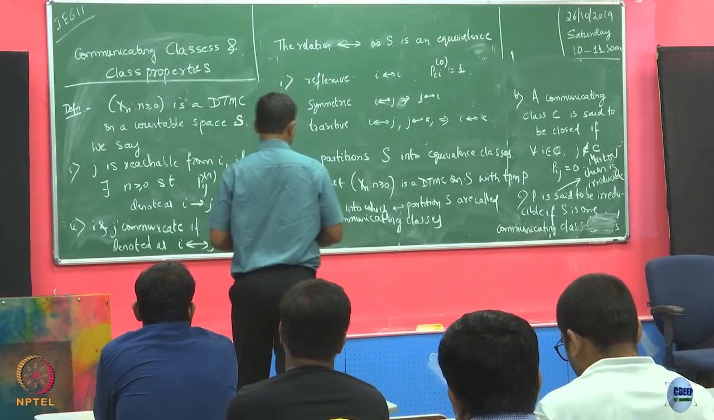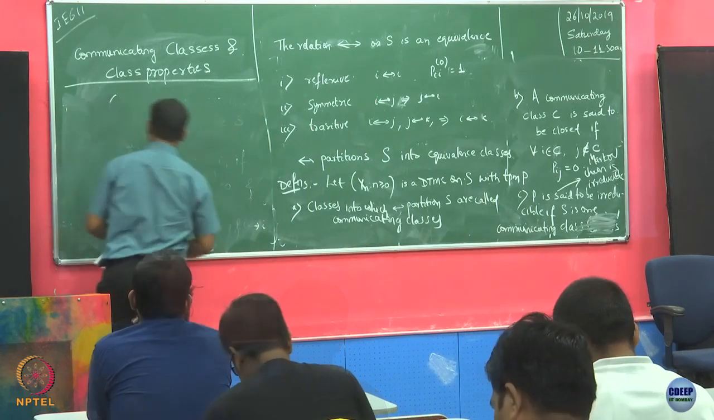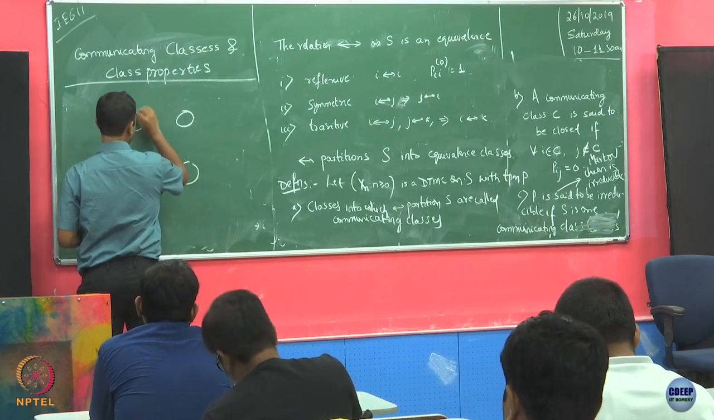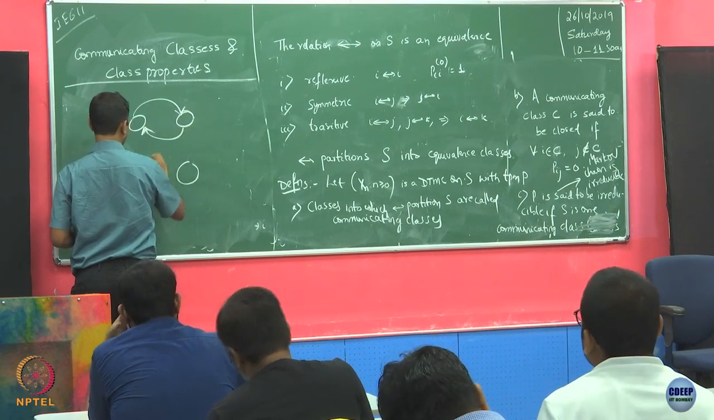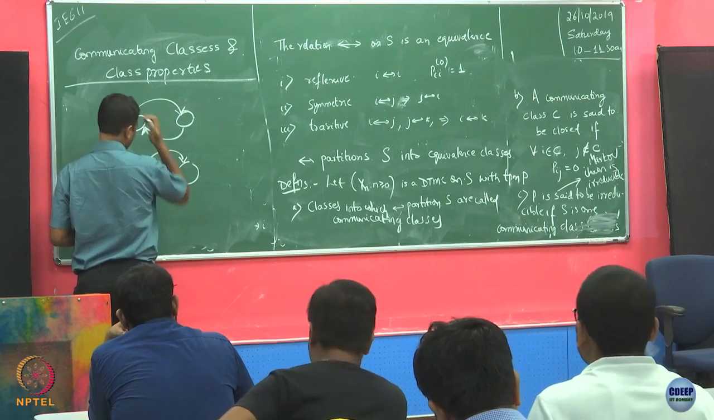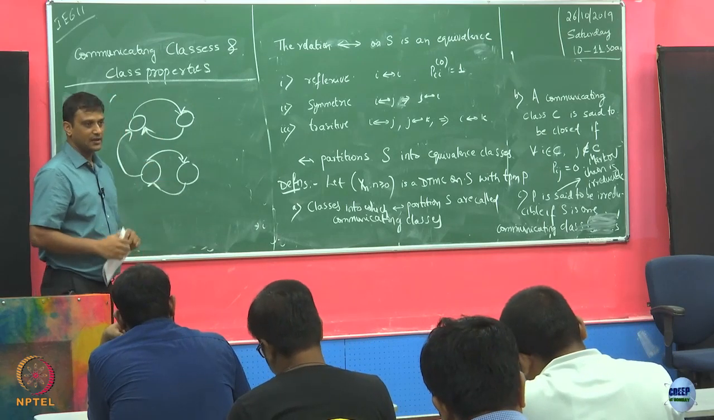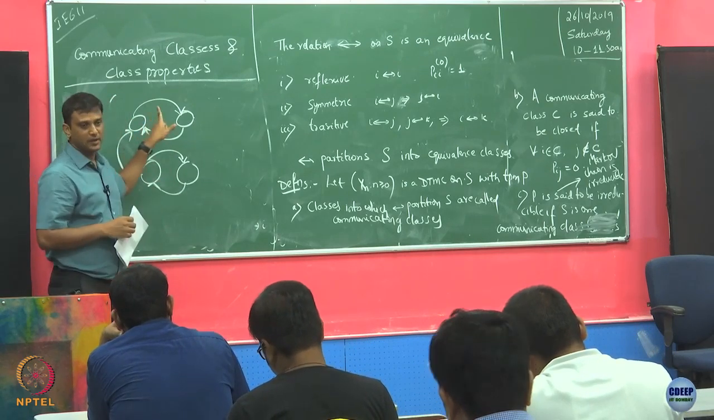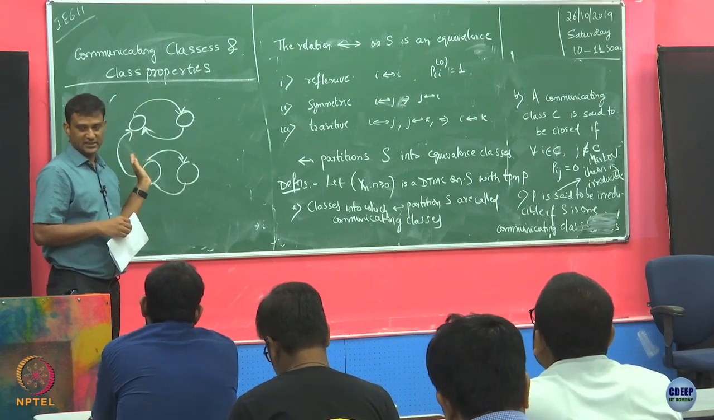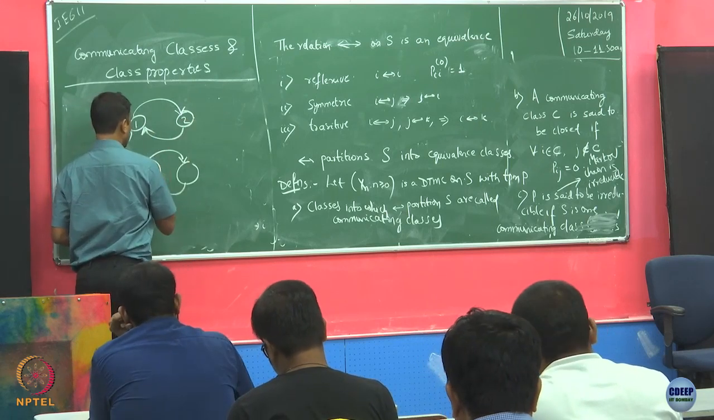Okay, a quick example on this. Let's say I have some states like this, where I can go from here, from here, from here, from here, and also from here. The places where I have put these arrows mean these transitions are possible with positive probability. Where the link does not exist, that transition happens with zero probability. So let's call these states 1, 2, 3, 4.